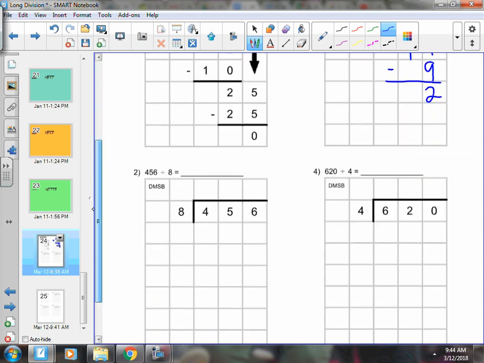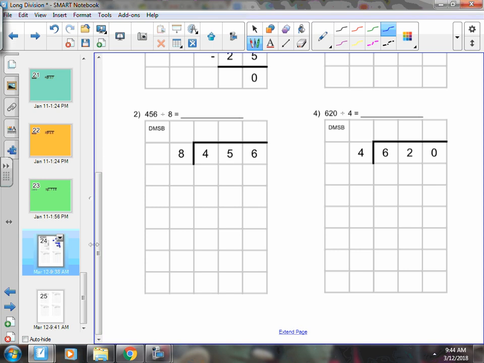456 divided by 8. So we're thinking groups of 8, groups of 8, groups of 8. How many groups of 8 fit into 4? Well, none. So let's think, how many groups of 8 fit into 45? Let's see, 8 times 6 is 48. That's too much. 8 times 5. I know 5 groups of 8 will get us as close as possible. Whenever you write something across the top, that's the divide step. Multiply. 5 times 8 is 40.